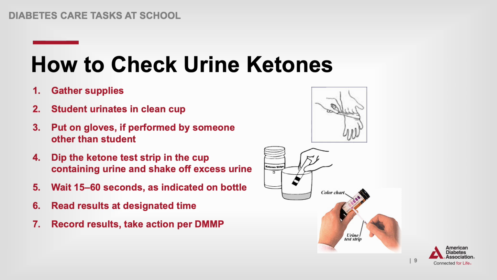Student urinates in the clean cup. Put on gloves if performed by someone other than the student. Dip the ketone test strip in the paper cup containing the urine. Shake off excess urine. Wait 15 to 60 seconds as indicated on the directions printed on the bottle label. Read the results at the designated time by comparing the color on the strip to the color chart printed on the label on the bottle. Be careful not to wait longer than recommended to read the results, or false results may occur. Record results and take action per the student's DMMP.